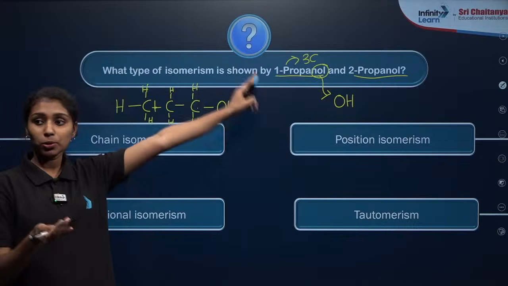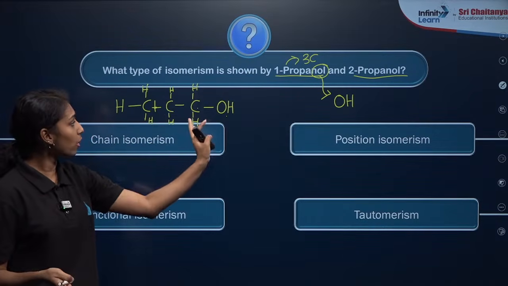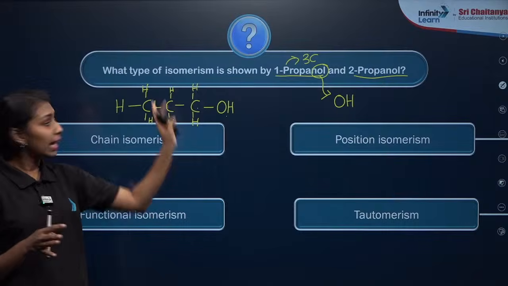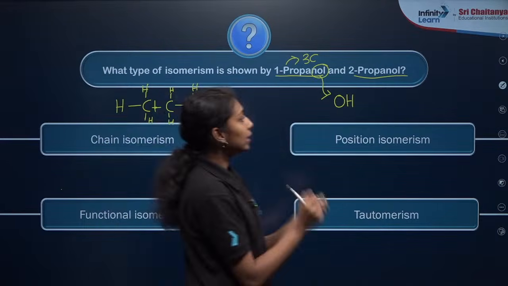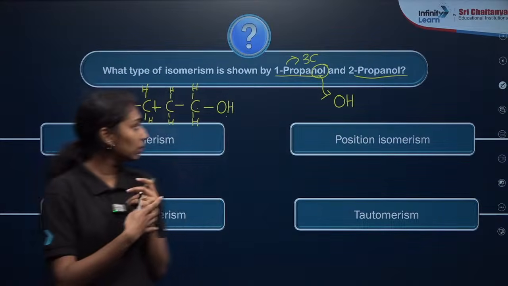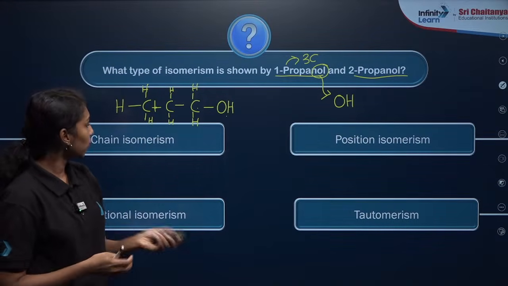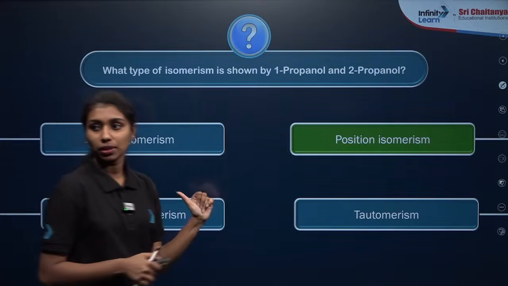If I ask you to write down the structure for 2 propanol, what do you do? You just change the position of the OH group to the second carbon, right? Any position on the second carbon. Then you will get 2 propanol. So these compounds differ in the position of the functional group, the OH group. So here it is an example of position isomerism.